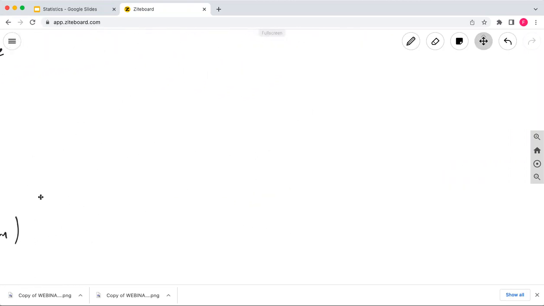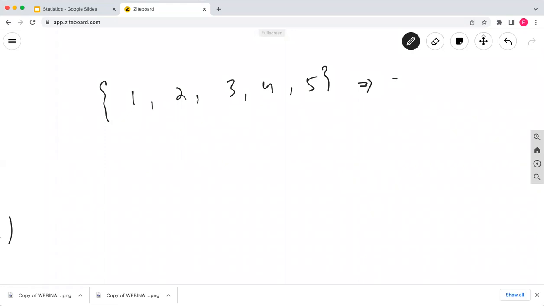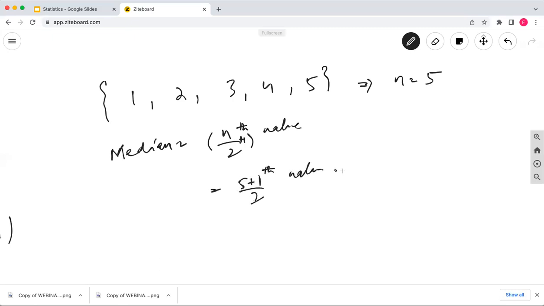Now let's see the other scenario, when the total number of elements in the set is odd. For example, we have a set having values 1, 2, 3, 4, and 5. In this, the total number of values in the set is 5. And what will be the median? Median will be the n plus 1 over 2th value, which is 5 plus 1 divided by 2, which is 6 by 2, which is the third value. In short, when the total number of values is odd, the middle value will be the median.